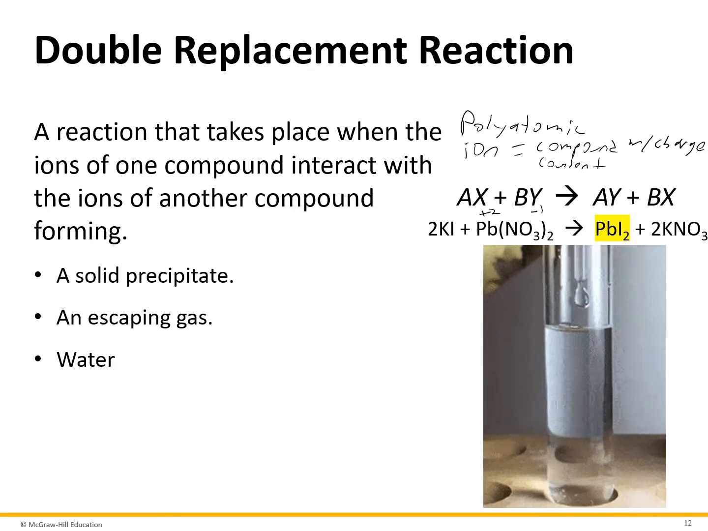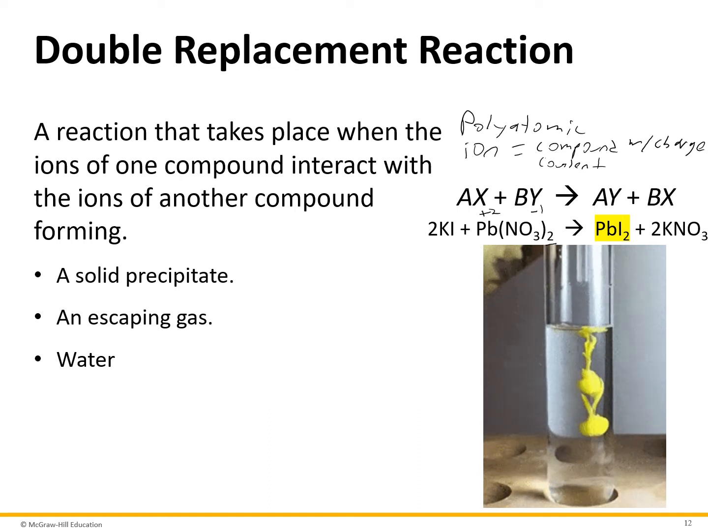Anyway, sorry for that aside. 2 potassium iodides react with 1 lead dinitrate, because there's 2 nitrates in that salt. It reacts and you swap the partners. The iodides go to the leads and the nitrates go to the potassium. 2 potassium nitrates form. These are super soluble, no color.